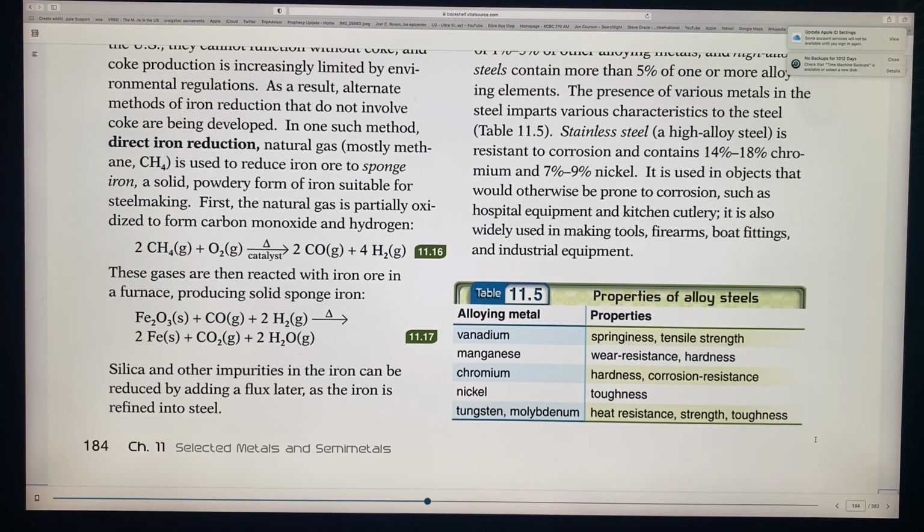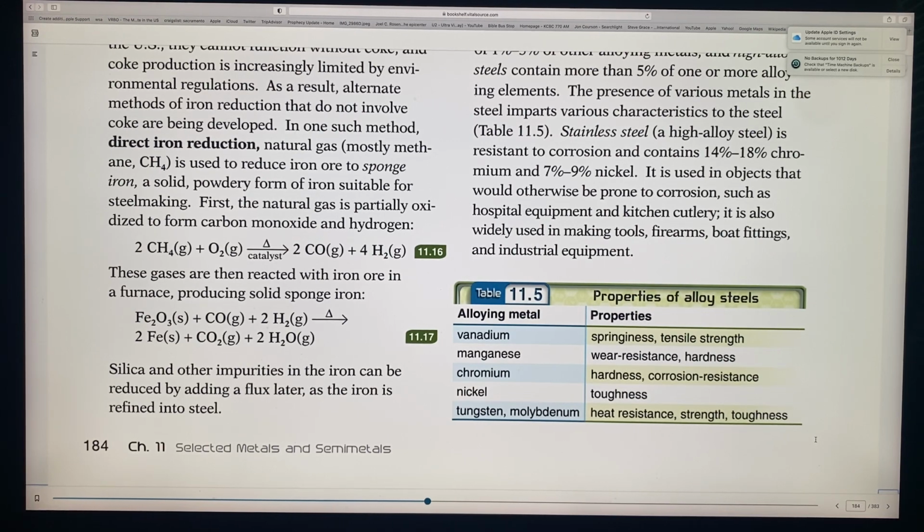So, properties of alloy steels. Vanadium gives springiness and tensile strength. It's an alloy. Manganese gives wear-resistant hardness to iron. Chromium, of course, gives hardness and corrosion resistance, like stainless steel. Nickel is very tough. Tungsten and molybdenum are basically heat resistant and tough. So these are alloys of steel. The basic alloy of steel would be carbon though.